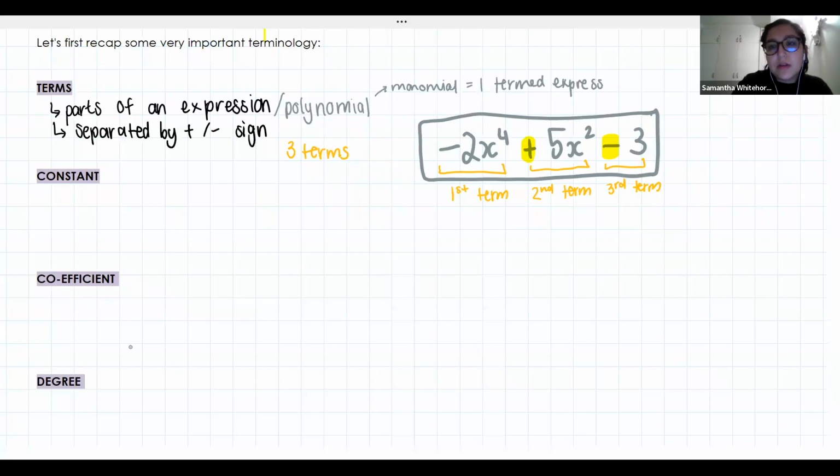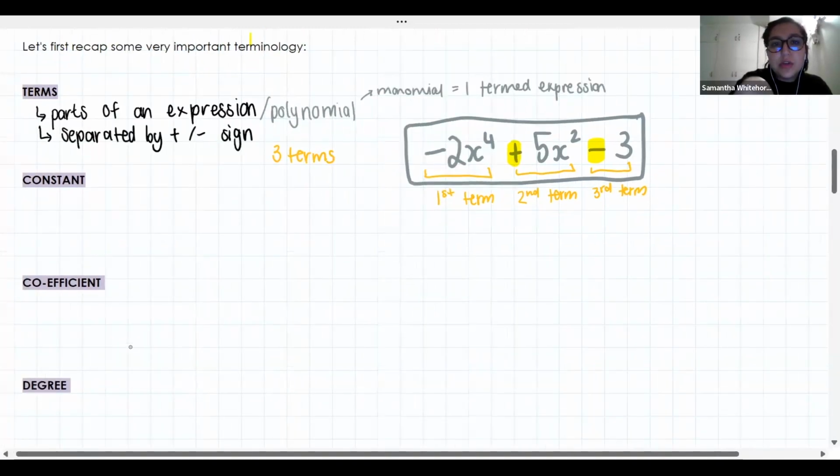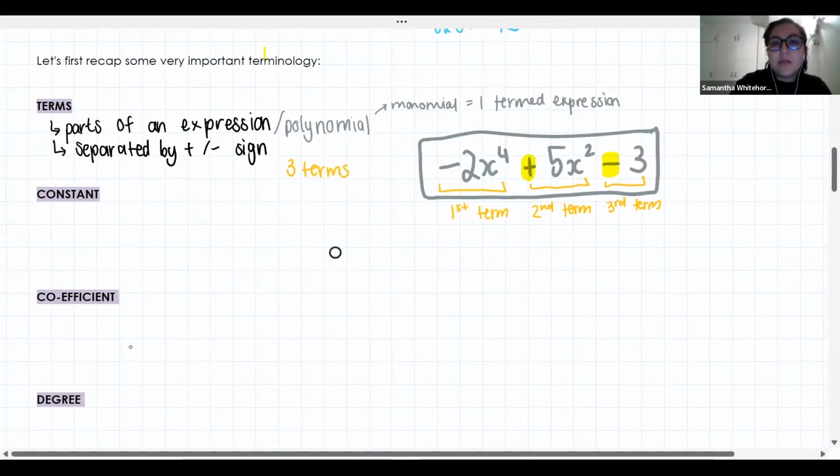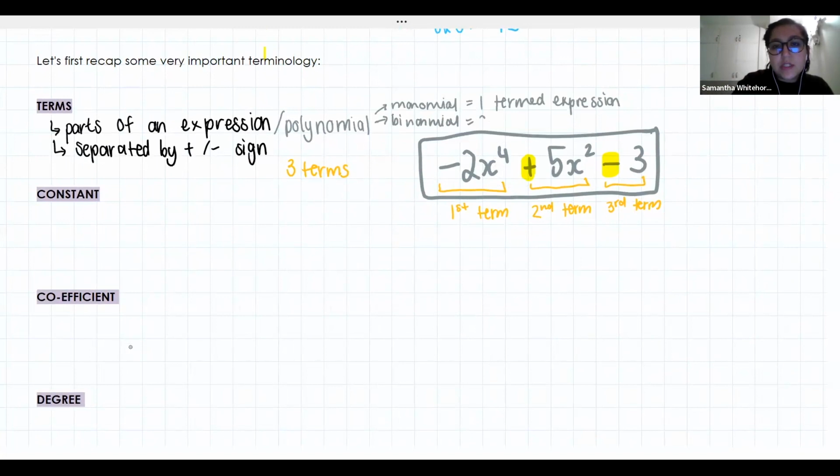A binomial, bi means 2. So binomial is a 2-termed expression. Trinomial, tri means 3. So trinomial is 3 terms. Anything more than 3 terms, so 4 or more terms, we call a polynomial.